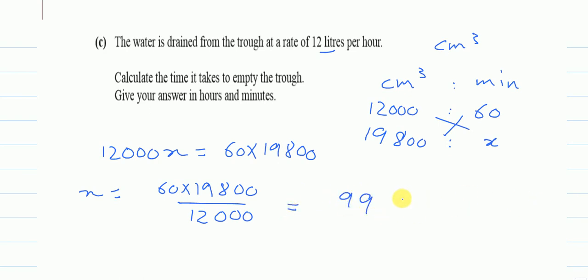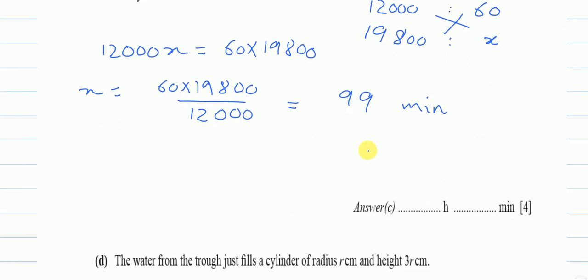Now this is in minutes because my x is in minutes. So if I just deduct 1 hour, which is 60 minutes, that's my 1 hour gone, and the remaining is 39 minutes. So it's 1 hour gone, and the remaining minutes are 39 minutes. Okay, so 4 marks.